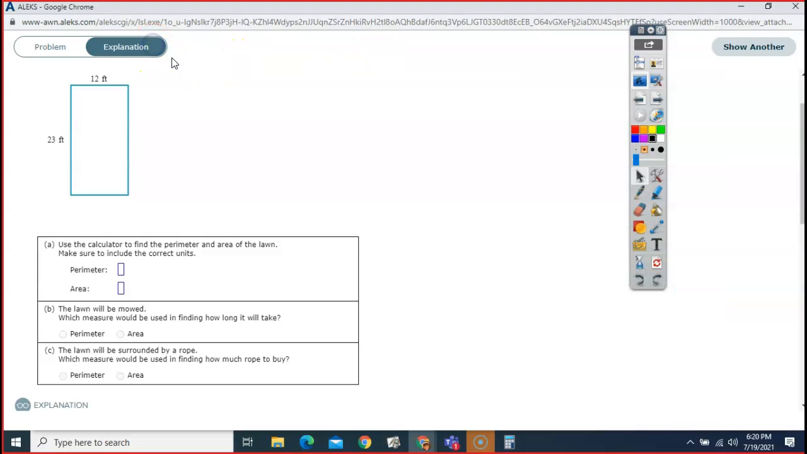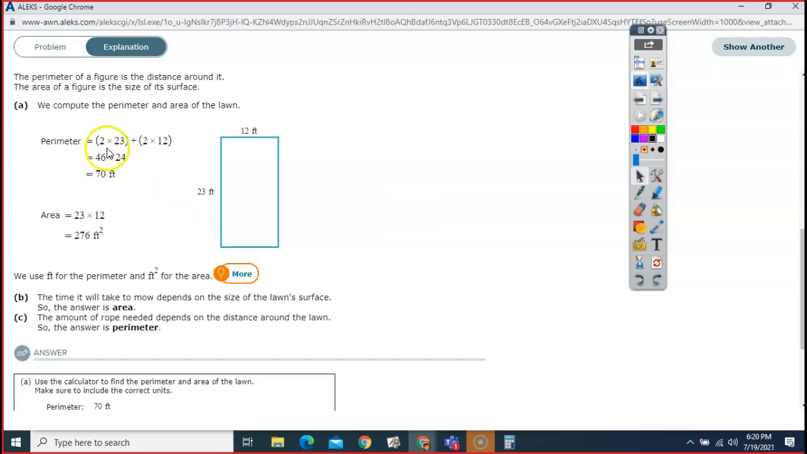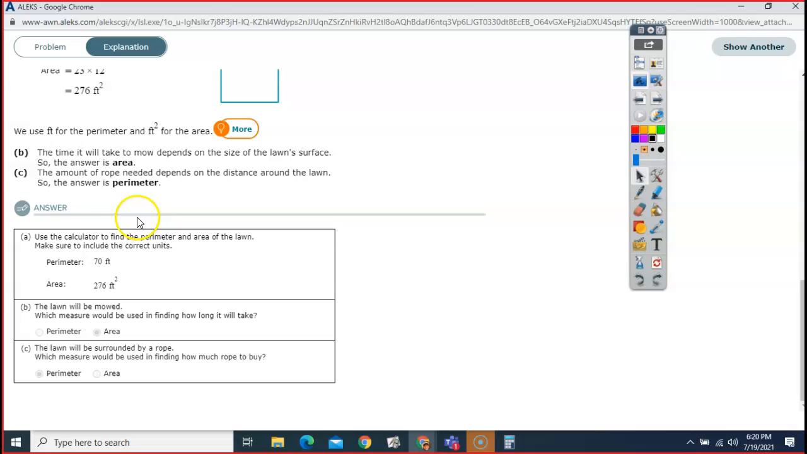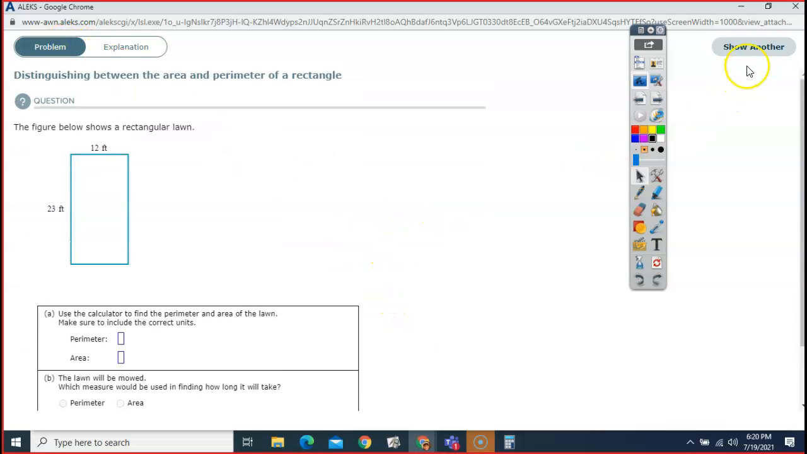And here's your explanation. This is the way they show it to you. Perimeter, same thing I did. Area. Yeah, they give you an explanation on the inside. Let's go with another problem. And hopefully this is understandable.